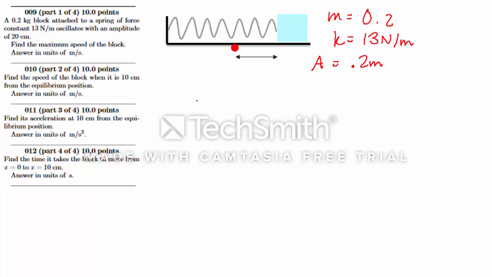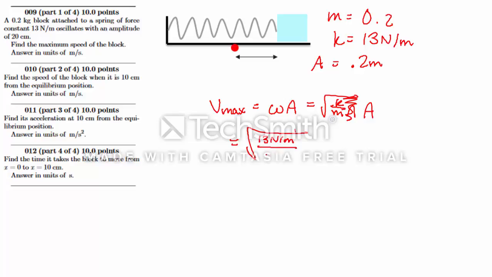So we are going to go back to this equation, which is just omega times a. So this is going to equal the square root of k over m times a. So this means it's going to equal the square root of 13 newtons per meter over 0.2 kilograms times 0.2 meters, which is going to give us a maximum velocity of 1.612 meters per second.